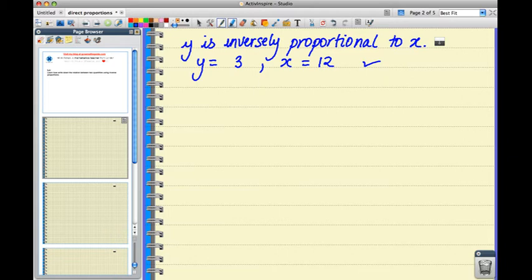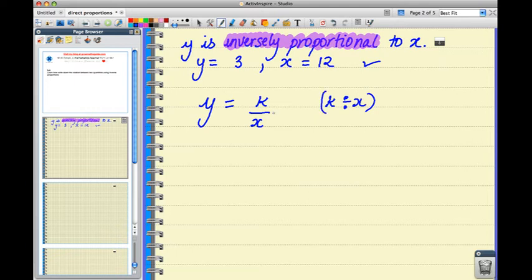The key word that you need to realize and check for is the word inversely proportional. When you see that word, you're going to write down the equation as follows: y is equal to k over x. The other one was directly proportional, so we did k times x. This one is inversely proportional, so we do k divided by x. That's the difference. But it's better to write it in the fraction form, so don't write it the other way.